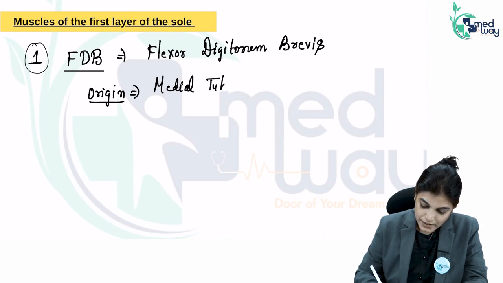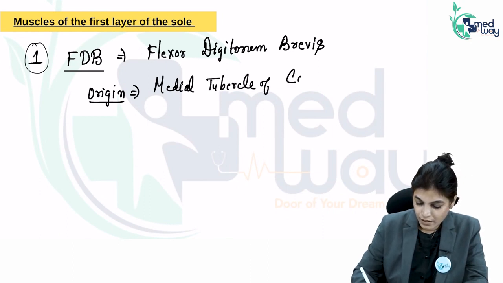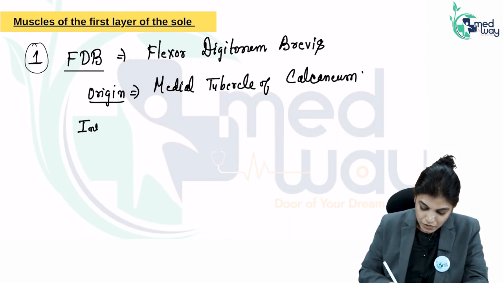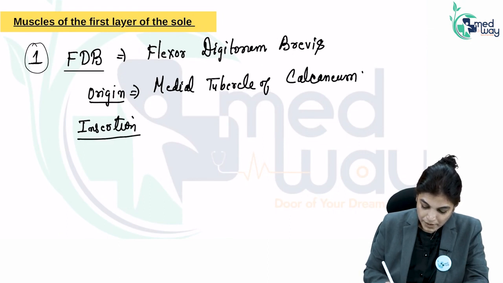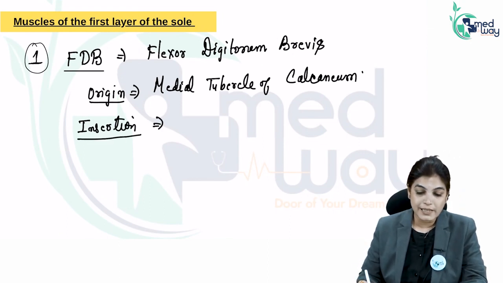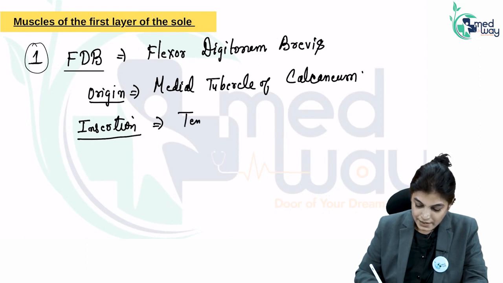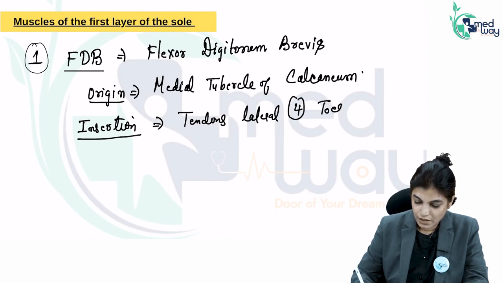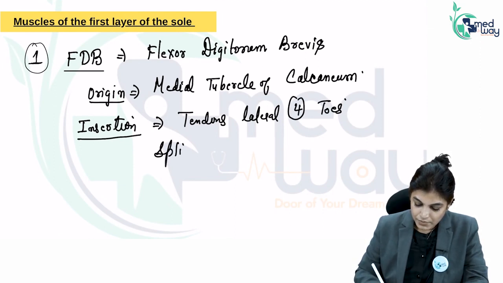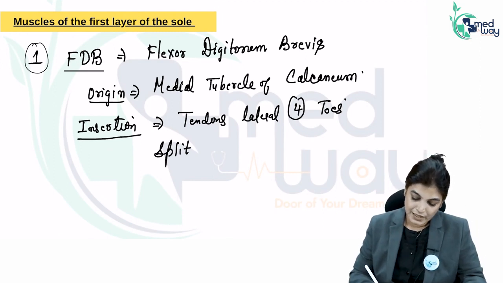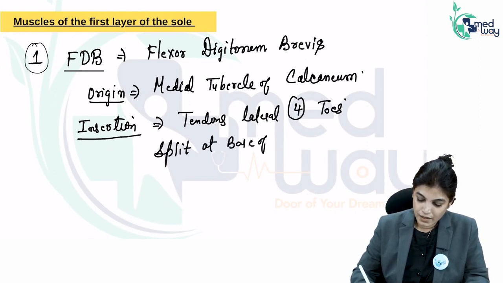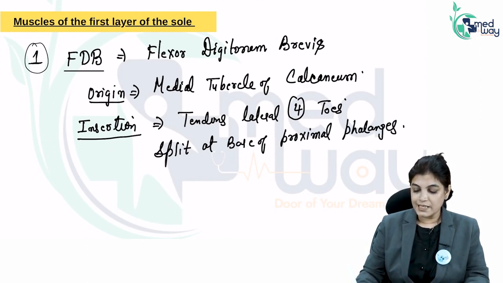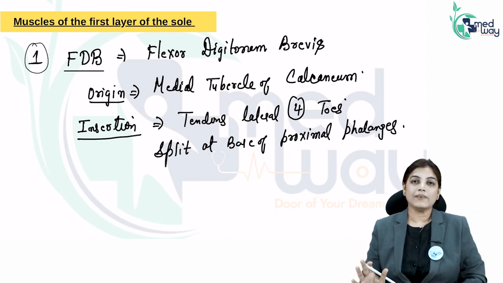It is originating from the medial tubercle of calcaneum bone. And if you remember the name, you can very easily know about the attachment. We said digitorum, so it is going towards the lateral. So it goes as tendons for the lateral 4 toes. And it is important to note that these tendons are splitting at the base of the proximal phalanx. No one is going to ask you such detail about an individual muscle, but you should have an idea about this.